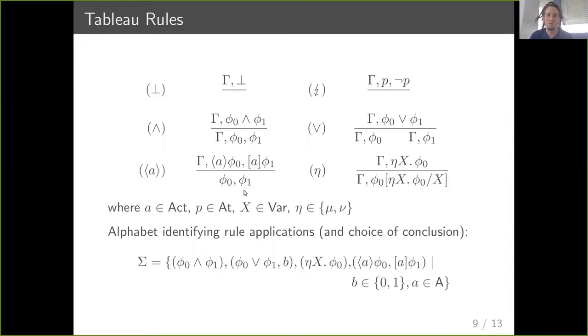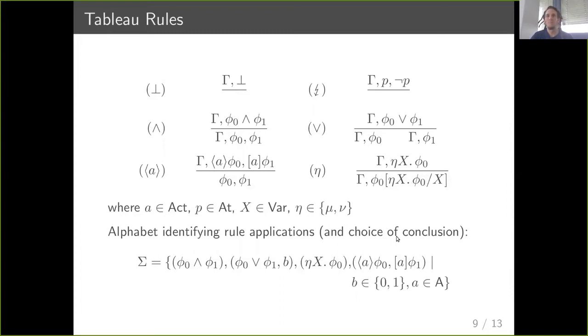This is a crucial deviation from standard modal logic, where one diamond is picked, but all boxes from gamma have to be considered. So we do not get just two formulae in the conclusion, but O of n formulae, actually. This also shows that modal branching is kind of restricted for monotone modal operators, and this is the main reason why we can get this NP result. Then we have this alphabet sigma here, which identifies rule applications. For instance, we have this letter phi, b here, which identifies the application of this disjunction rule and the choice of the b-th conclusion. For instance, if b is 0, then we take the left conclusion, and if b is 1, we take the right conclusion. So words over sigma identify paths through the tableau.